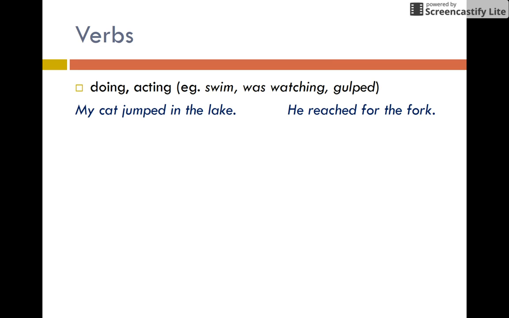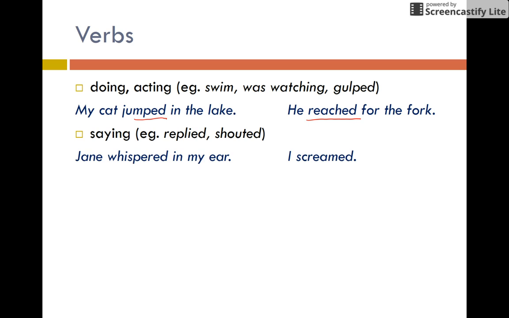The action that's happening here is the cat jumping. He reached for the fork. The physical action that's happening is the fact that he reached. But verbs can suggest things other than a physical action. They might be something that someone does with their mouth, something they say, like replied, shouted. Jane whispered in my ear. I screamed.